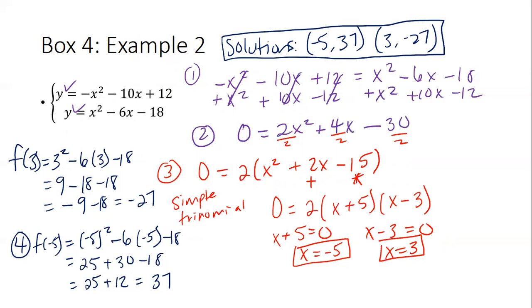All right, how do we feel? So again, step 1, we set each equation equal to each other because they were both equal to y. 2, we combine like terms so that one side equals 0. 3, we ended up solving by factoring because it was a simple trinomial that worked. And then 4, we plugged in the x values to solve for our y values.